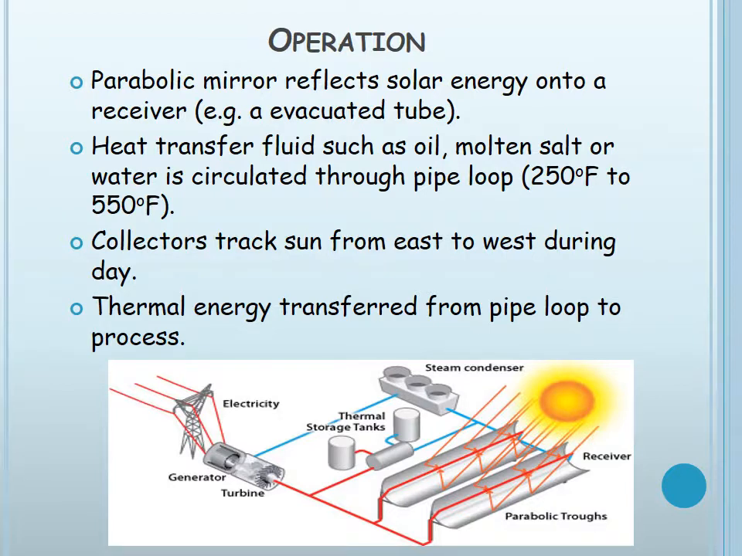Then we say that the collectors track the sun from east to west during the day. So it can track the sun wherever it is, whichever direction, all day. It doesn't matter which direction it is. Then we talk about the thermal energy transferred from the pipe to the process. As you can see in the image, there's a receiver, then it goes to the steam condenser, then you have the storage tanks, then we have a turbine. What the turbine does is it rotates, due to which the generator produces electricity to the grid. So this is how it actually operates.